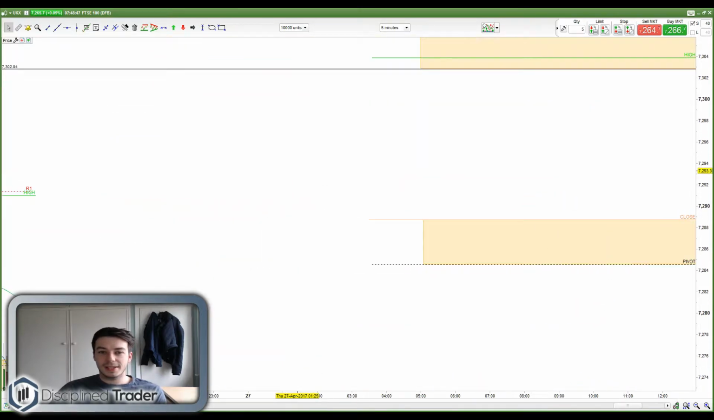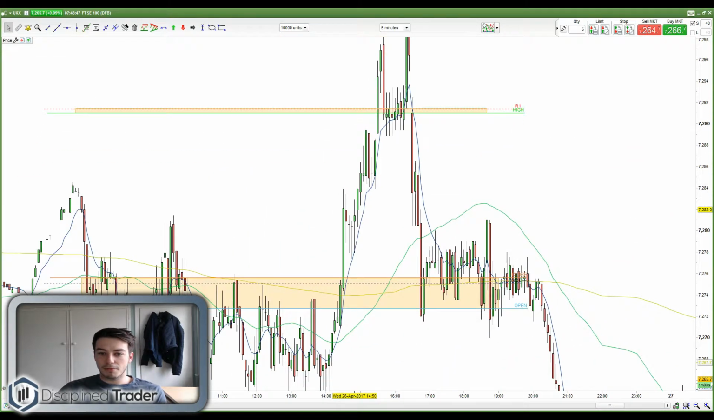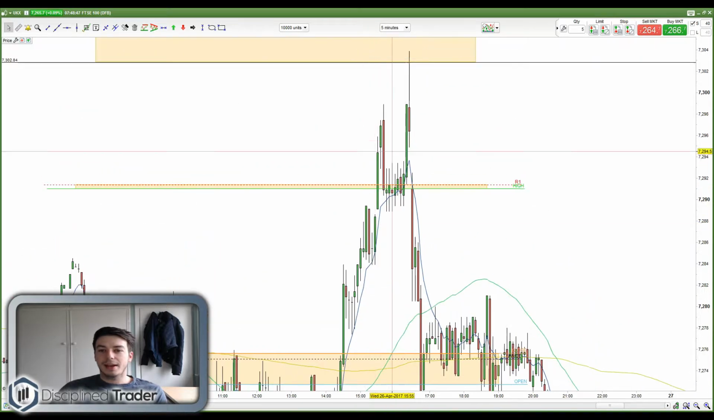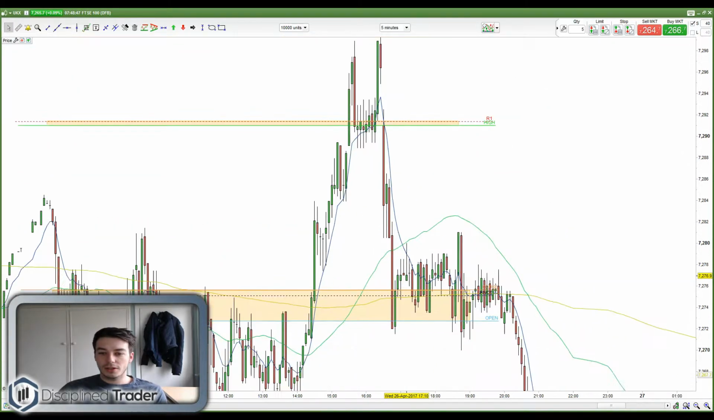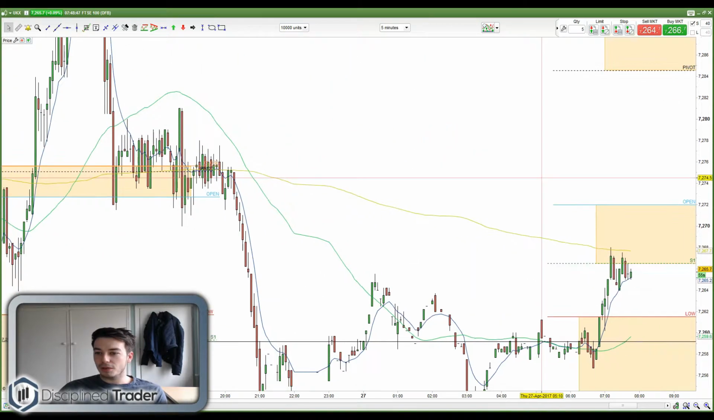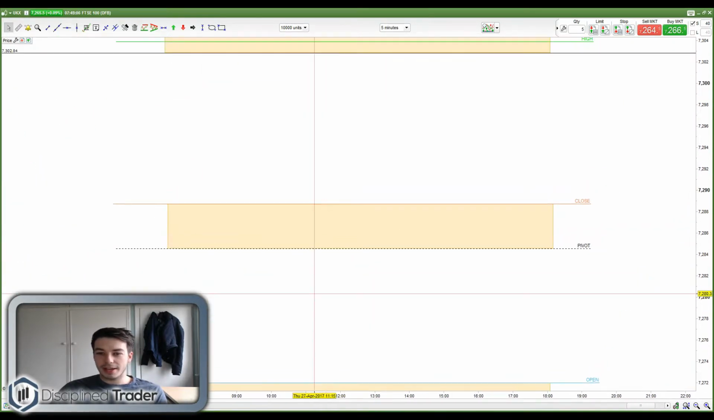And actually, if we go back to yesterday, price had a run up late in the day, just before the dividend, touched this area and sold off. So I would be more than happy to look for sells up at that area again.